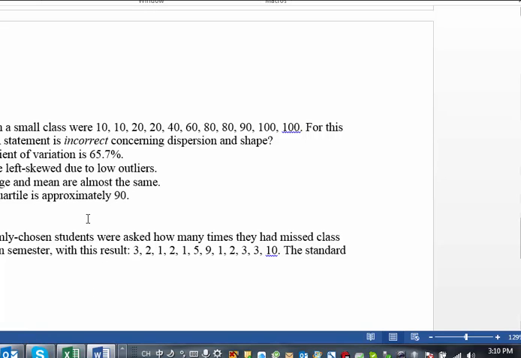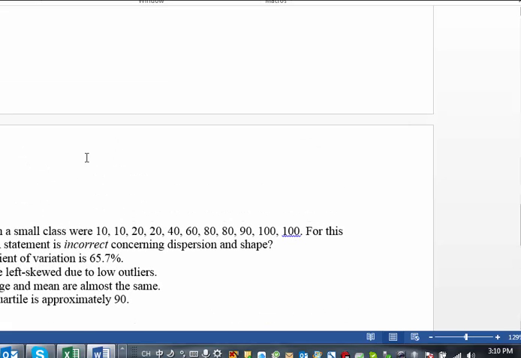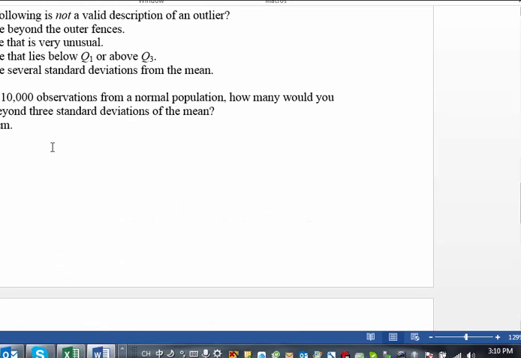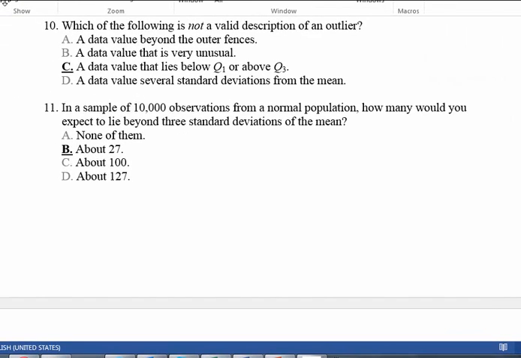Let's do some quick math here. If you have 10,000 observations, and move the frame back here. You have 10,000 observations, right? And how many should lie within 3 standard deviations? We know it's 99.73. So 10,000 times 99.73%, you get 9,973. That's within the 3 standard deviation.